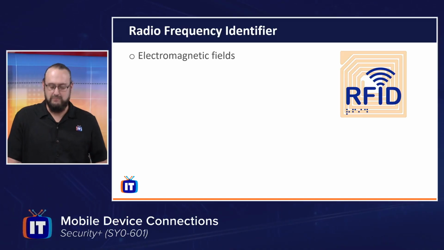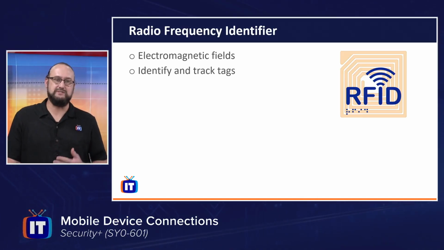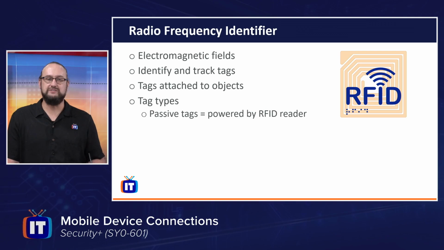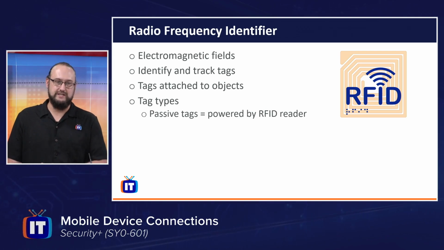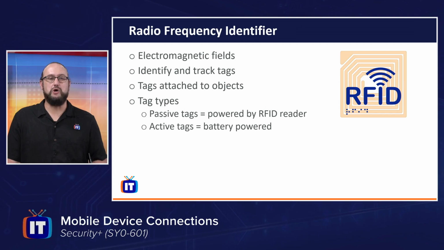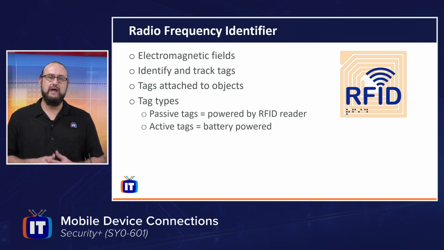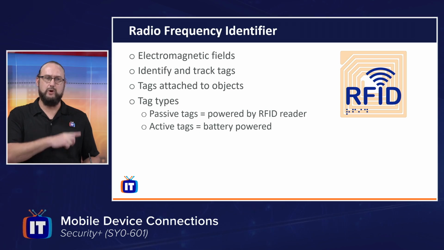Essentially used in electromagnetic fields that help us to identify and track tags. Tags can be associated with assets, and I do want you to know that the tags that you attach to objects come in 2 different forms. Those types are passive tags, which are powered by the RFID reader, and there's also active tags, which are battery powered. So again, have a familiarity when it comes to radio frequency identifiers and some of the components surrounding them.